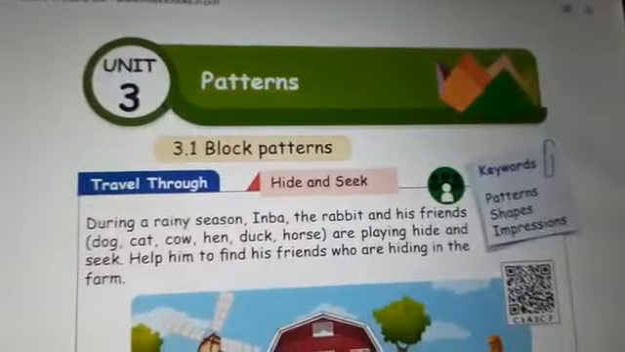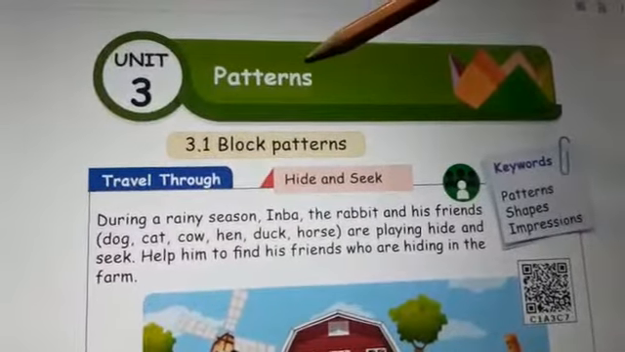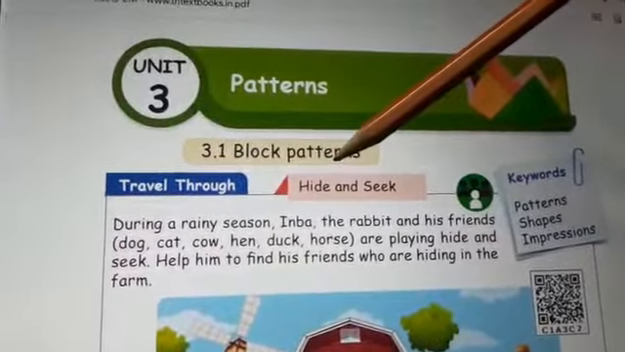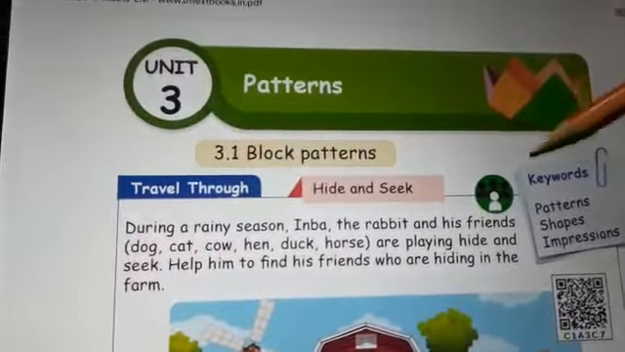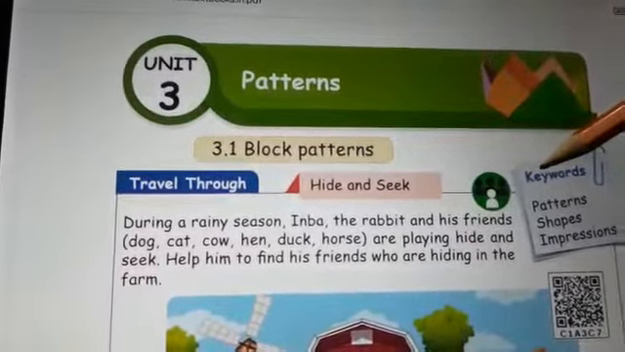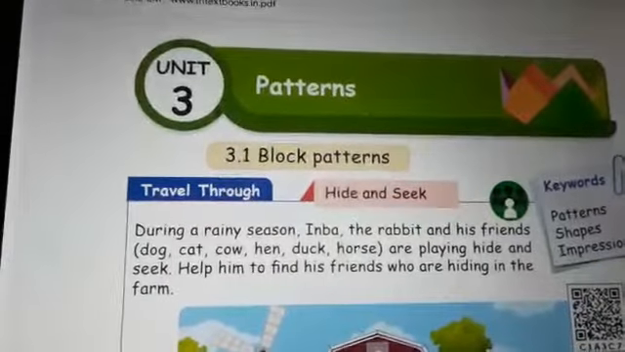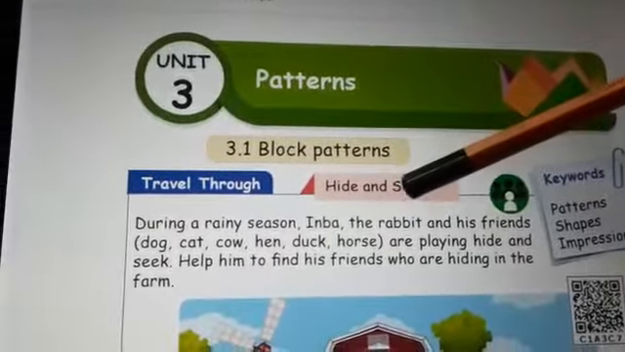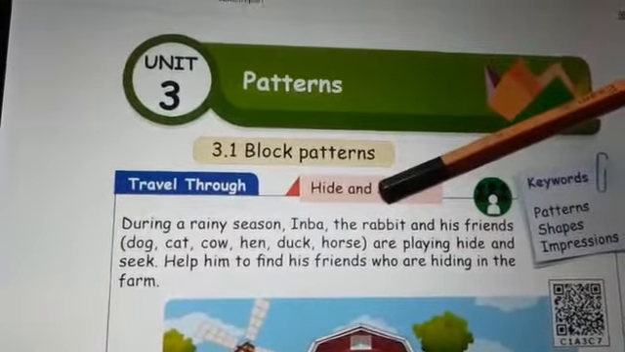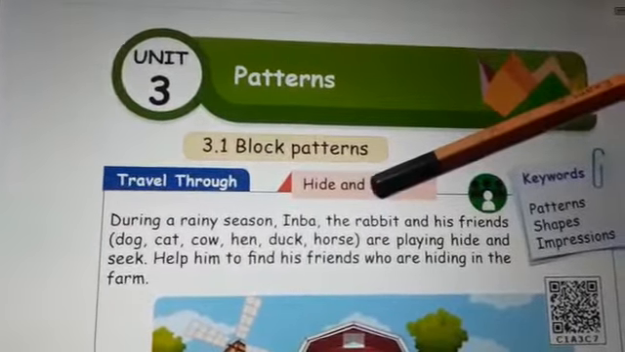Hello children, today we are going to see patterns. In patterns we are going to see block patterns. The key words in this topic are patterns, shapes and impressions. We are going to see hide and seek. What is hide and seek? It's a kannambuchi vilayattu. Okay kids?